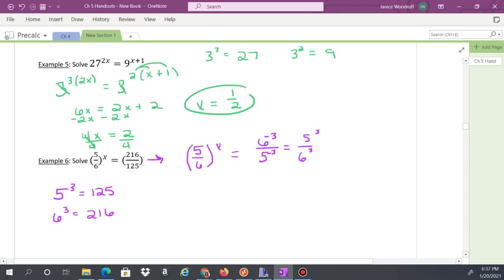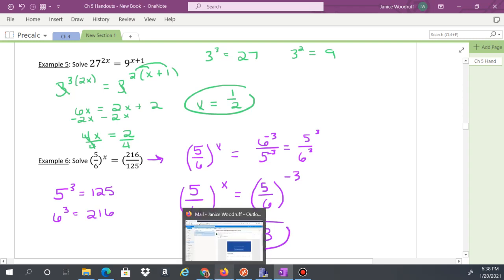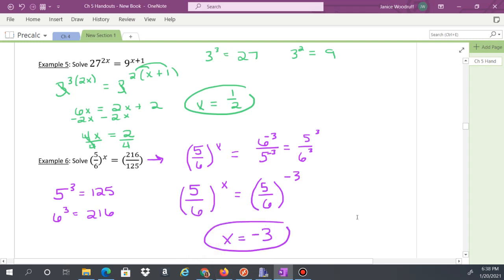So what we would do here is we'd say 5/6 to the x equals 5/6 to the negative 3. And that's how they got switched. So x is going to be negative 3. So when you see fractions, if they're displaced, just think about those exponent rules and those negatives there.